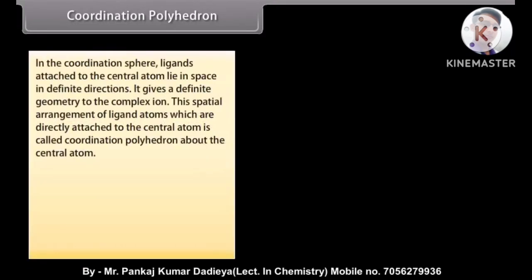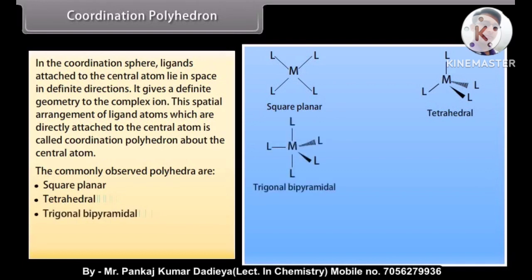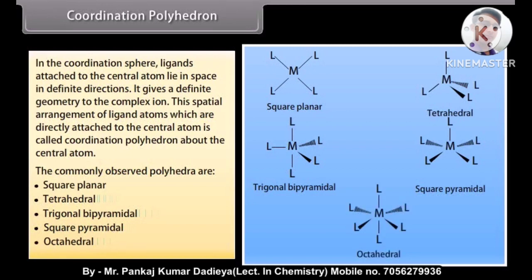Coordination polyhedron. In the coordination sphere, ligands attached to the central atom lie in space in definite directions. It gives a definite geometry to the complex ion. This spatial arrangement of ligand atoms which are directly attached to the central atom is called the coordination polyhedron about the central atom. The commonly observed polyhedra are square planar, tetrahedral, trigonal bipyramidal, square pyramidal, and octahedral.